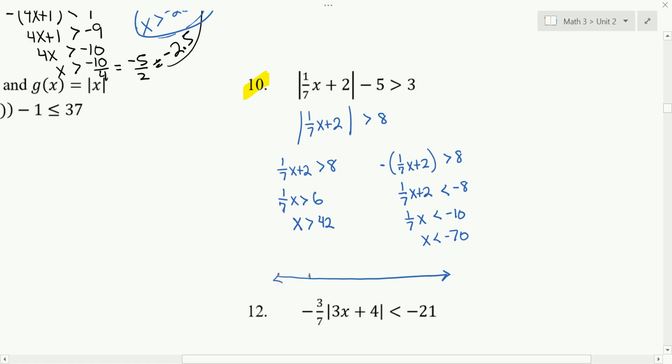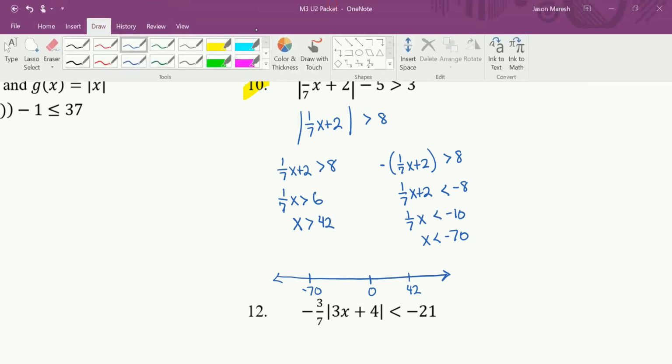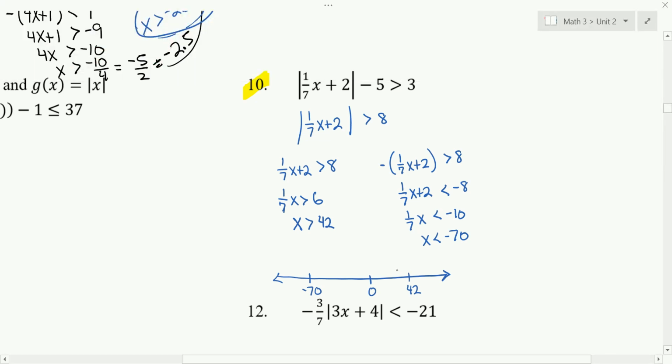So we have negative 70 on the left-hand side. We have 42 on the right-hand side, 0 somewhere in between, and x is greater than 42. X is less than negative 70. So make sure you have the open circle. Make sure you go in the right direction. And notice here we have two intervals, so when we write interval notation, on the left interval we go from negative infinity to negative 70. And then union, second interval, would go from 42 to infinity. And that would be interval notation for this one.